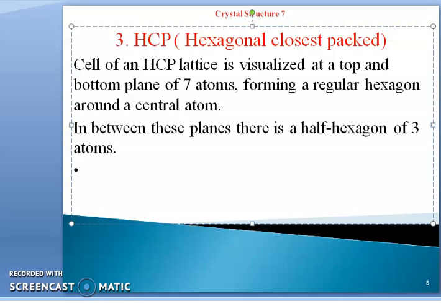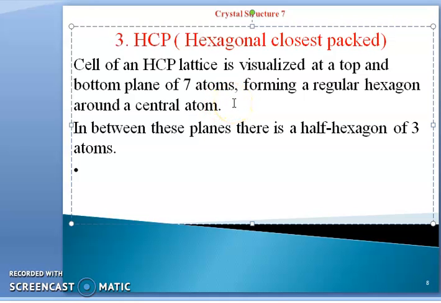Now what is a hexagonal closest packed crystal? The shell of a hexagonal closest packed crystal lattice is visualized with the top and bottom planes of 7 atoms. How many atoms? 7 atoms. When we see the figure, then you will come to know. 7 atoms forming a regular hexagon around a central atom.